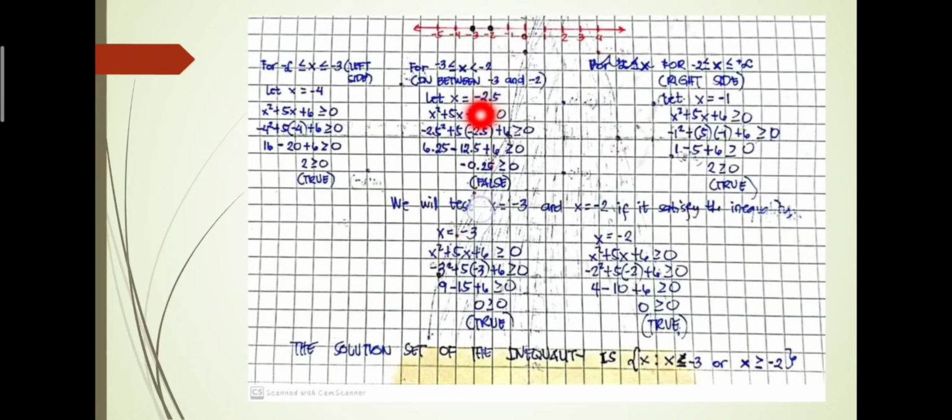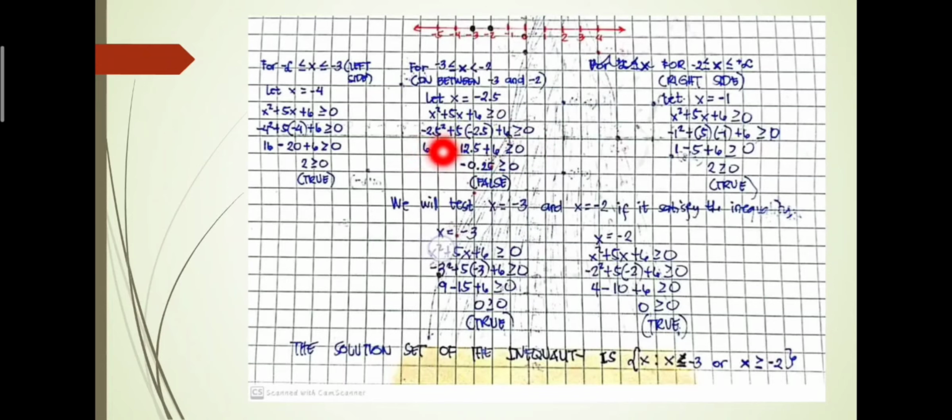So, pwede kayong pumili ng negative 2.5, 2.6, 2.7, 2.8, basta di lang siya lalagpas sa 3. Okay, so ang pinili ko is negative 2.5. Then, original na inequality, given inequality, then substitute x, substitute negative 2.5 sa x, so negative 2.5 squared, plus 5 times negative 2.5, then plus 6 is greater than or equal to 0.